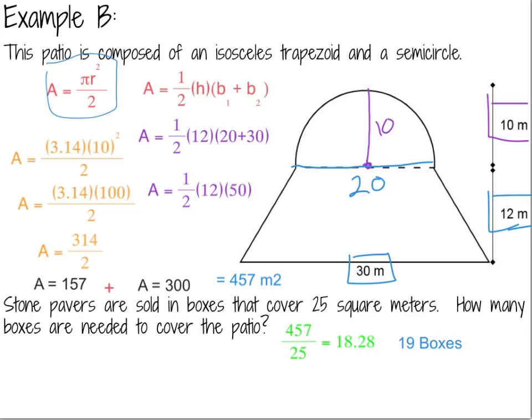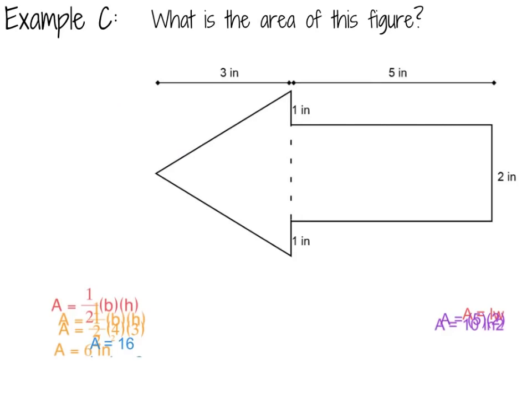Great, let's take a look at the last one. So the last one here says, what is the area of this figure? And I have two things that I can clearly see. I can see a triangle and a rectangle. So I'm going to divide them by the triangle and the rectangle and find those two shapes.